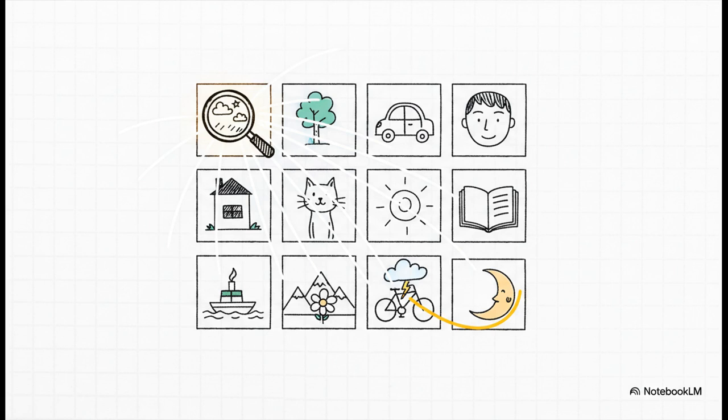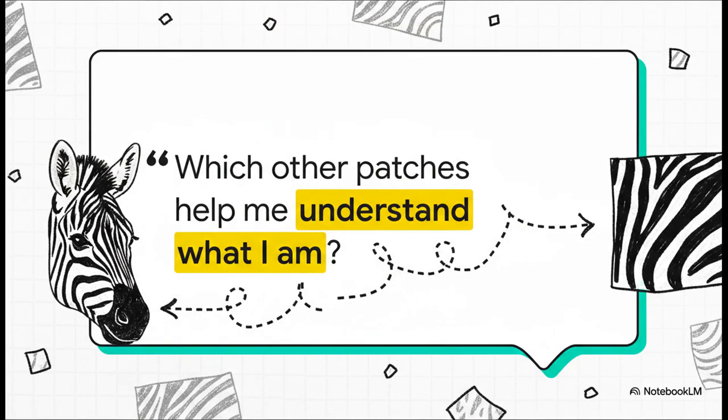And what this means is that a patch from the very top left corner can now talk directly to a patch in the bottom right corner. There are no middlemen. Every patch is basically asking that same question. So a patch that has a piece of a zebra's ear can now directly pay attention to another patch way over on the other side of the image that has a zebra's stripe. Why? Because the model figures out their features are related. Suddenly, distance just doesn't matter anymore.